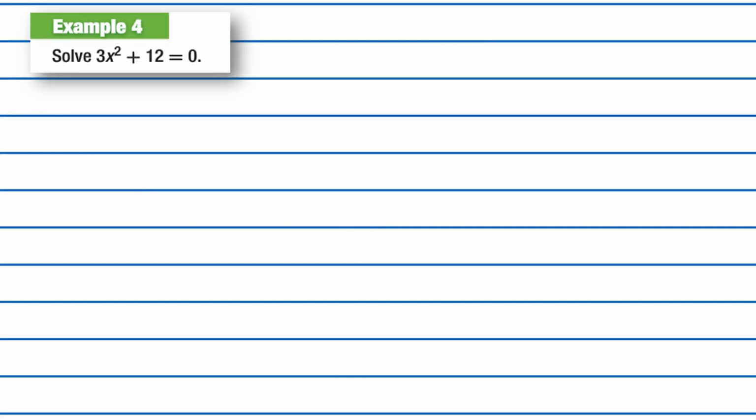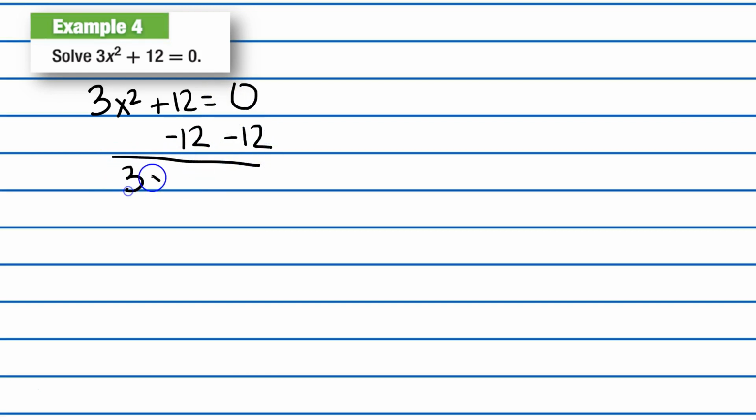Now let's try example 4. We want to solve 3x squared plus 12 is equal to 0. Alright, so for this one, let's go ahead and solve for x. So minus 12 to both sides. 3x squared is equal to -12. Oops, missing our square. Divide 3 to both sides. x squared is equal to -4.